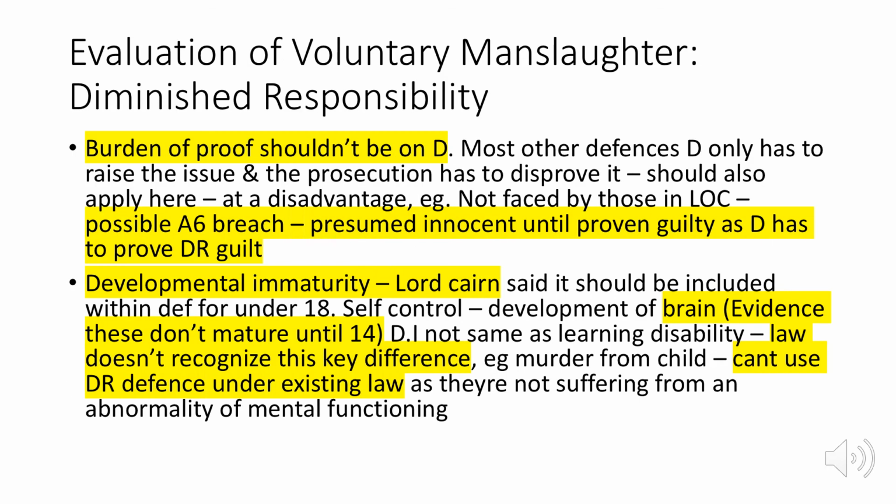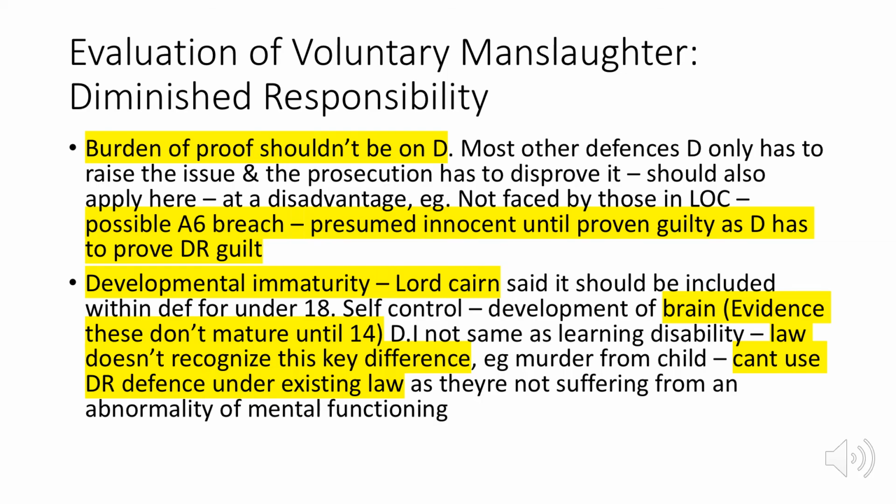The evaluation of voluntary manslaughter. So first up, I've got diminished responsibility. For starters, the burden of proof shouldn't be on the D. For most other defences, D only has to raise the issue and the prosecution has to disprove it. It should also apply here because they're at a disadvantage, e.g., they're not faced by those in the LOC. It's a possible Article 6 breach as well because they're presumed innocent until proven guilty, as D has to prove DR guilt. You could also argue developmental immaturity.